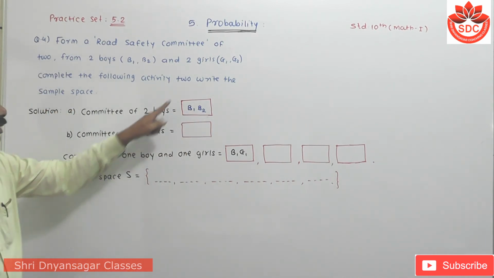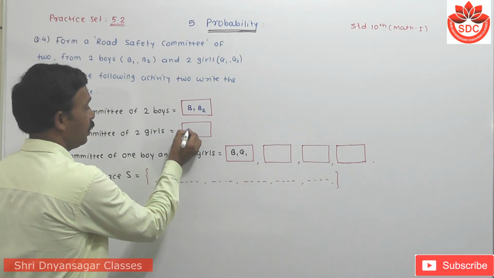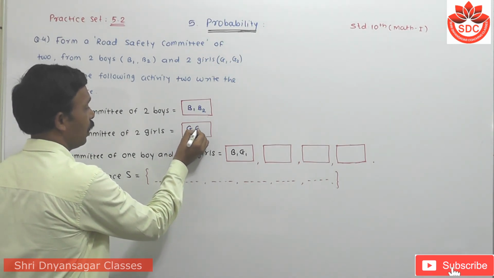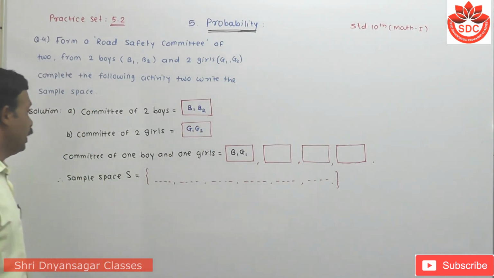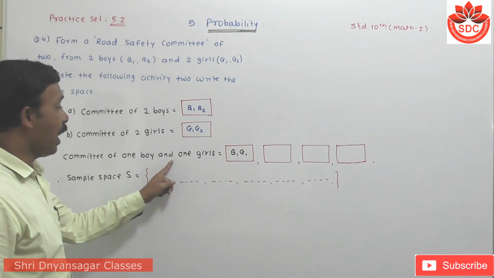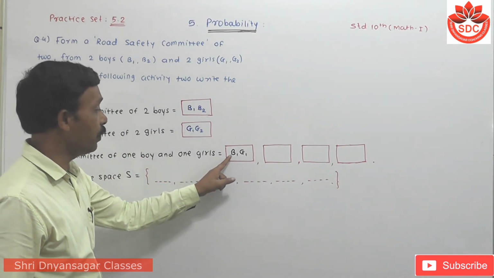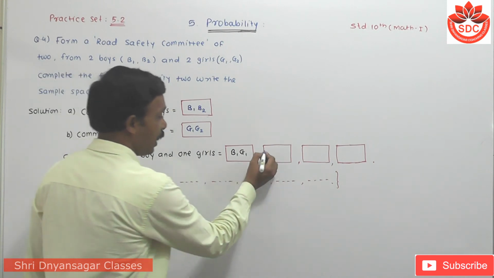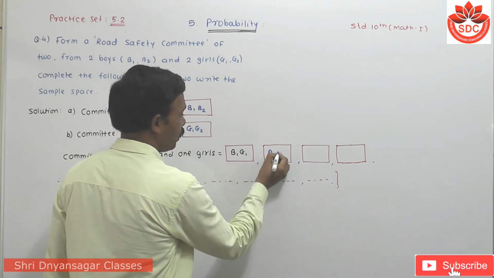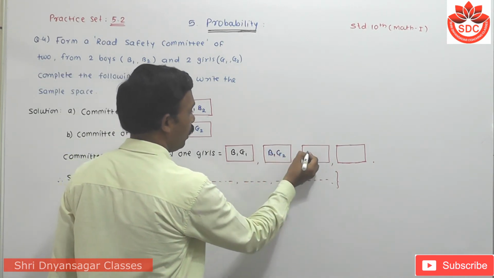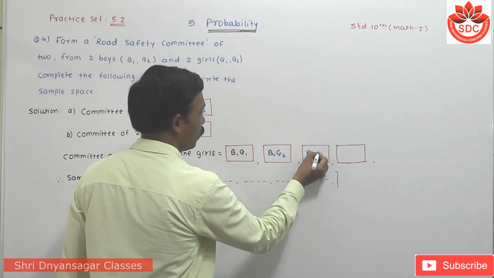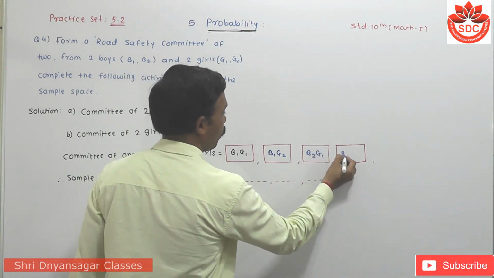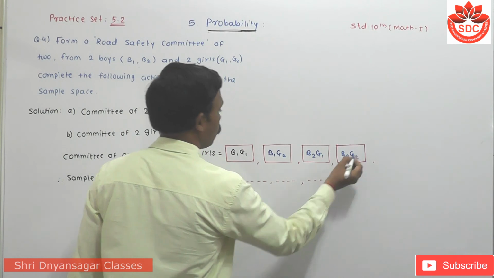Then a committee of 2 girls is G1, G2. Then a committee of one boy and one girl: B1, G1 is given here, the second one is B1, G2, then B2, G1, then B2, G2.